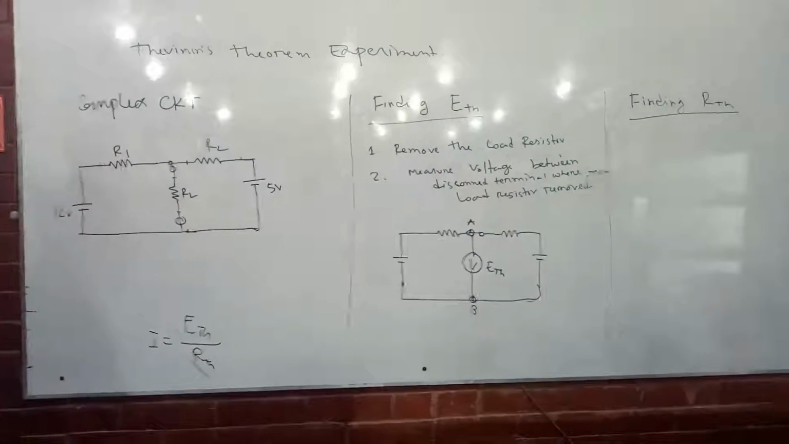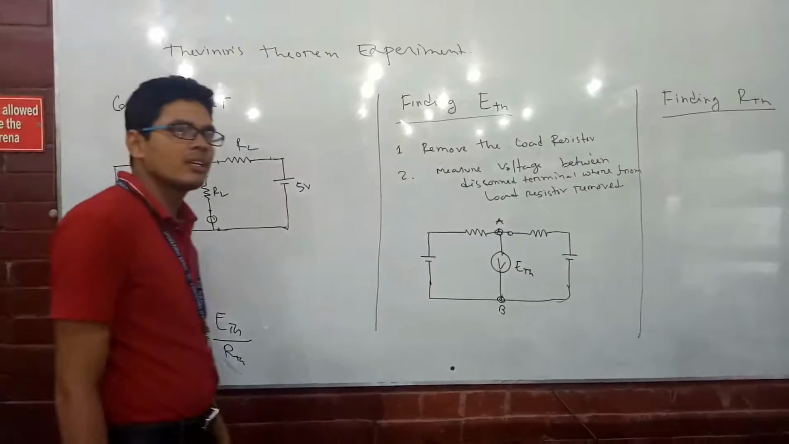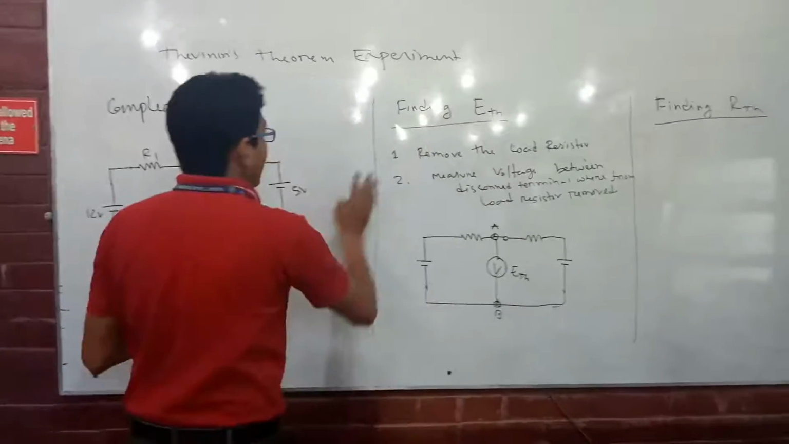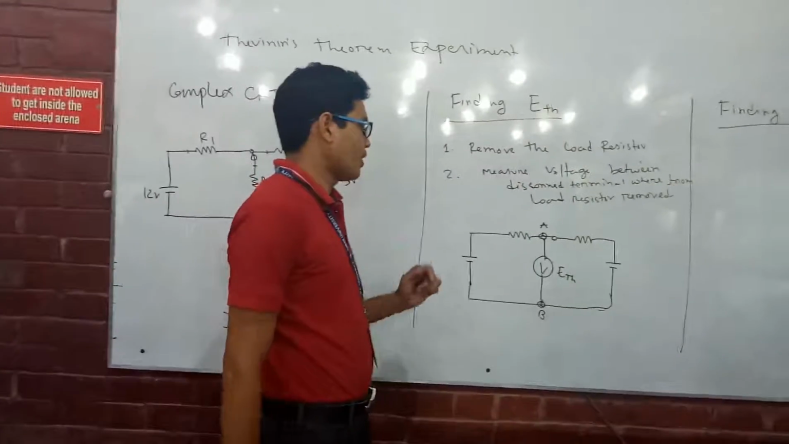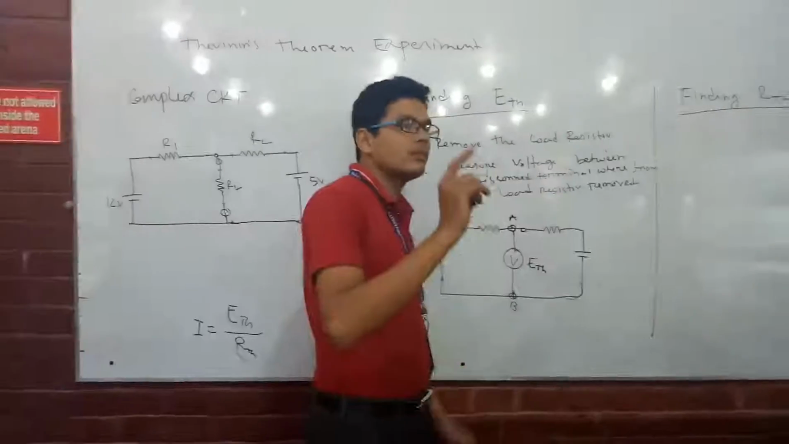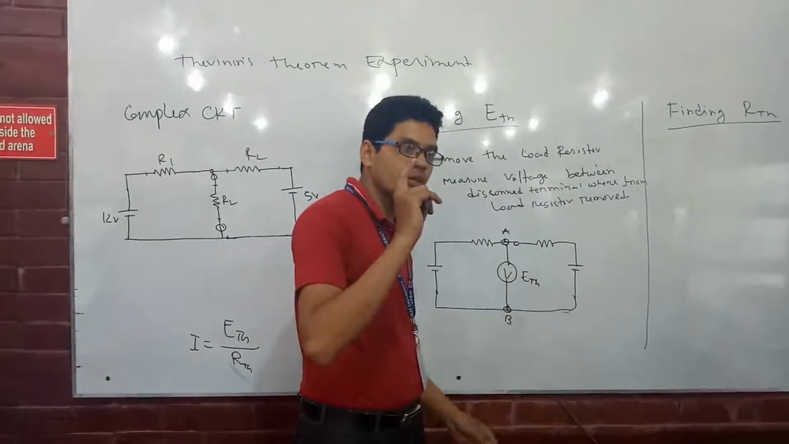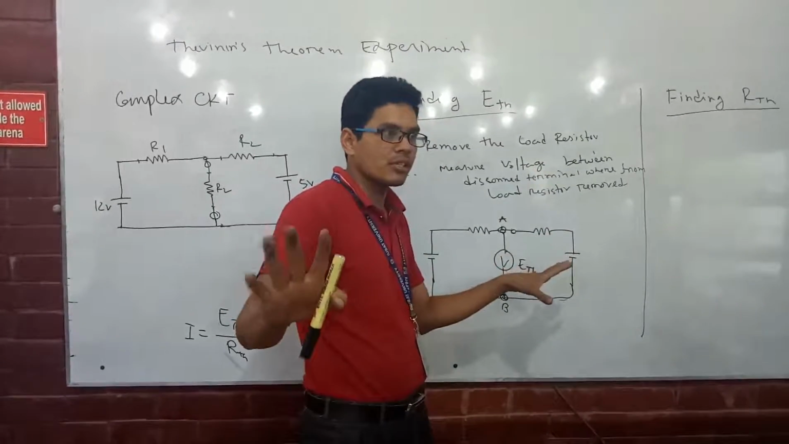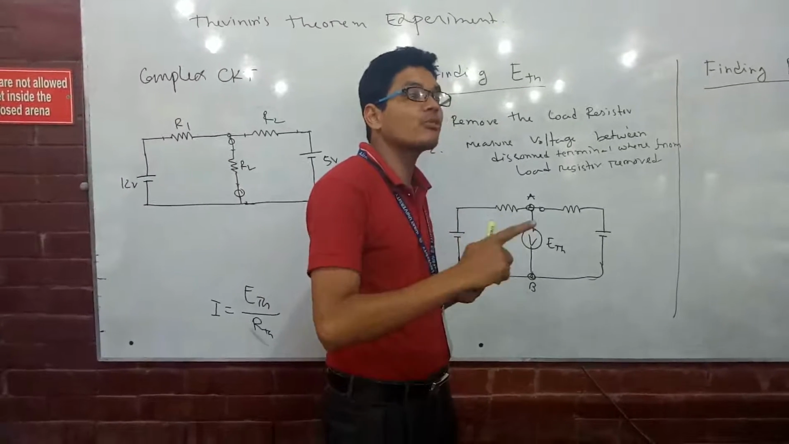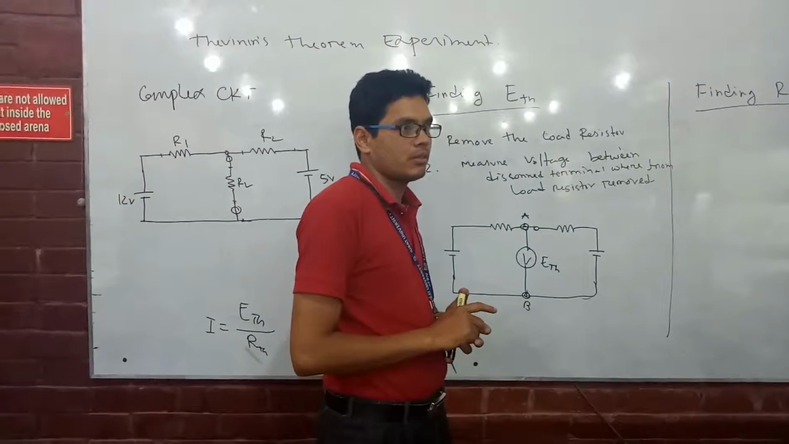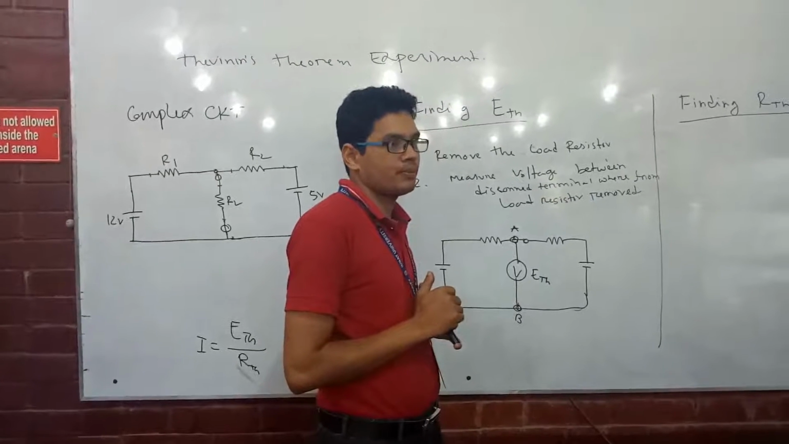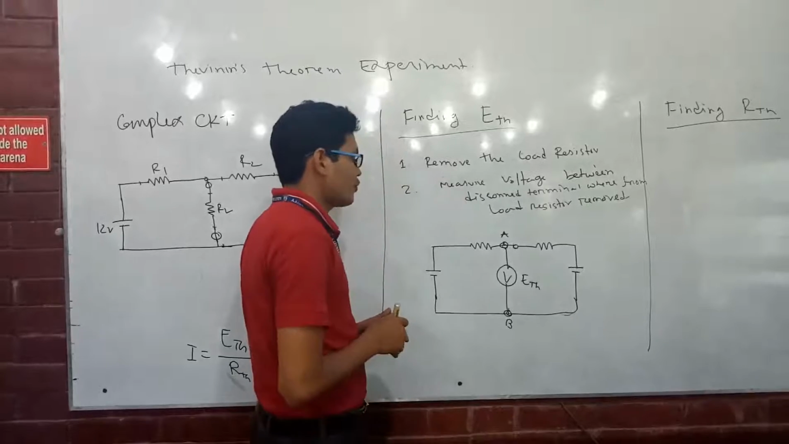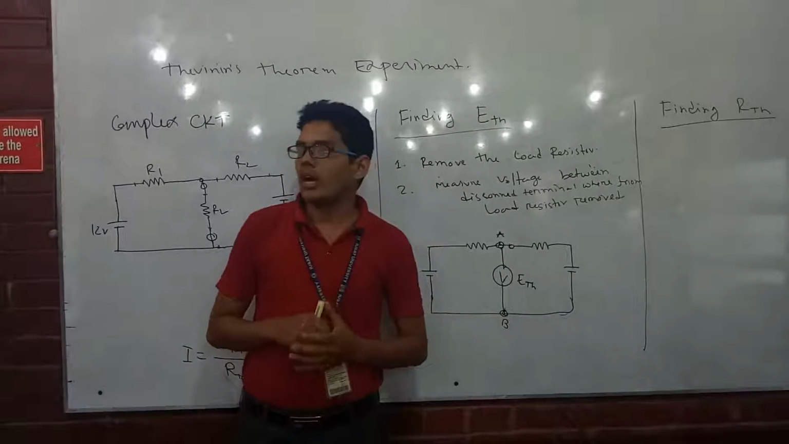You understand? No, sir. The first job, finding ETh, is our job. ETh is the effective potential of this circuit due to the many sources, and that can be found across the load resistor, where the load resistor was placed. You understand? Yes, sir.